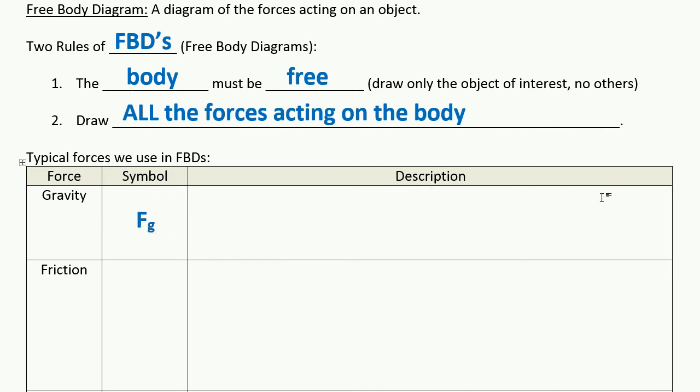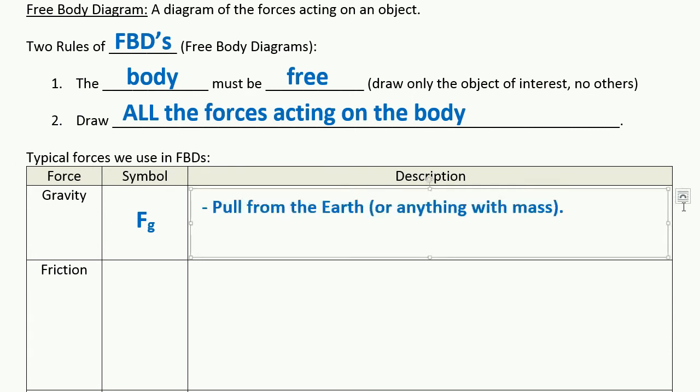Now, like I said, we'll go into detail on how all these forces work later. For now, I'm just going to give you a quick synopsis. And what I want you to know about the force of gravity is it's a pull, as opposed to a push, that comes from the Earth. We all feel the force of gravity pulling us down, pulling us towards the Earth. It's why when we jump, we don't float up into space.